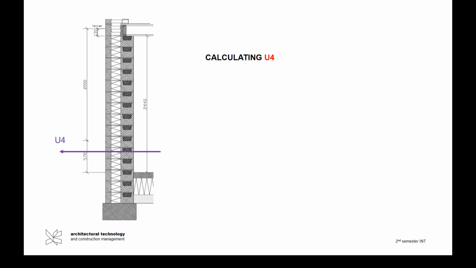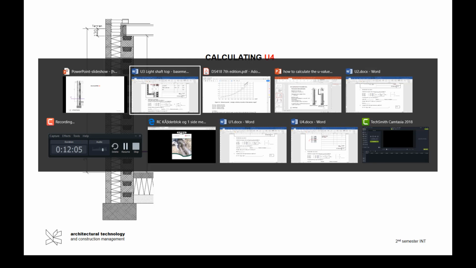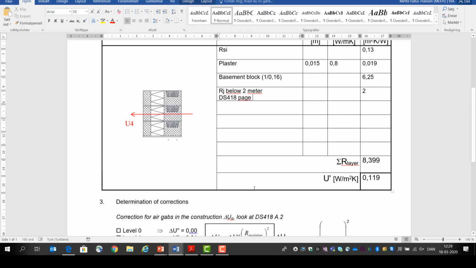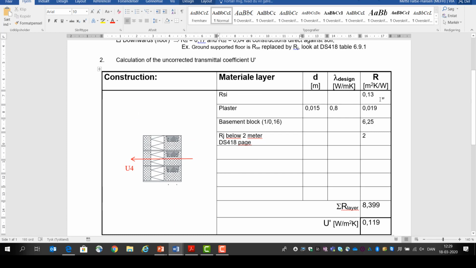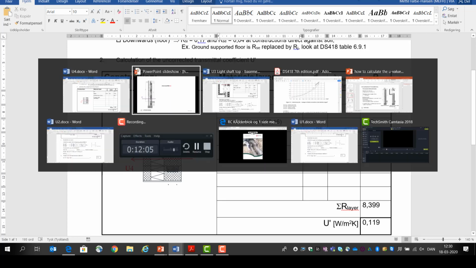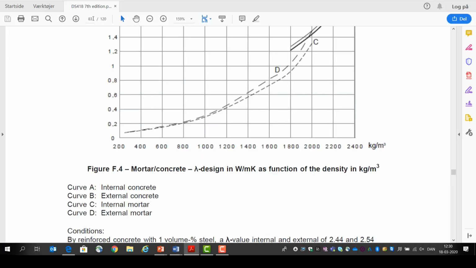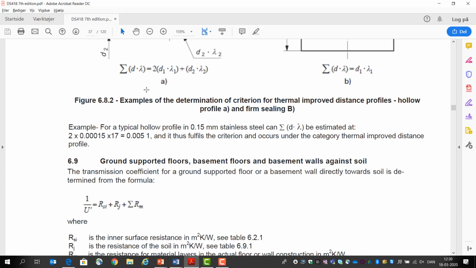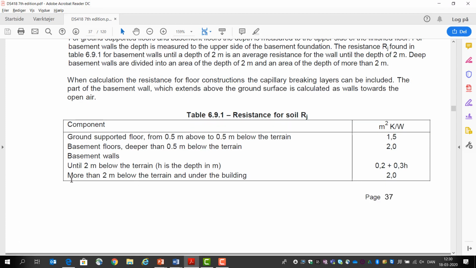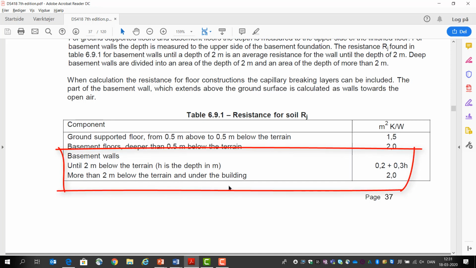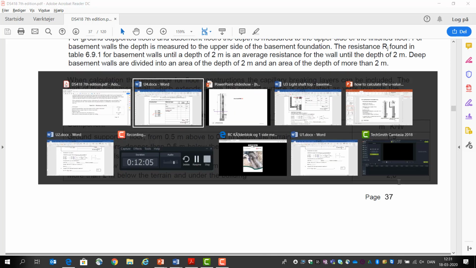So now we just need to calculate U4, and U4 is nearly the same as U1. Only thing that is different is the surface resistance for the soil. So if we jump to U4 here, we can see we have the surface resistance from the inside. We have the plaster on the inside, same as U1. We have the basement block, and then we have RJ, which is now below 2 meters. And when we are below 2 meters, RJ is 2. If we go to this DS418, we can see here that we have more than 2 meters below terrain, basement walls, then it's 2. So that's where I have it from.